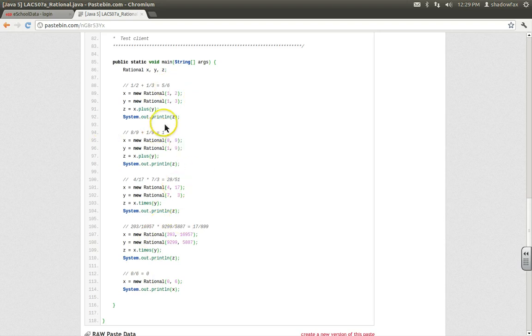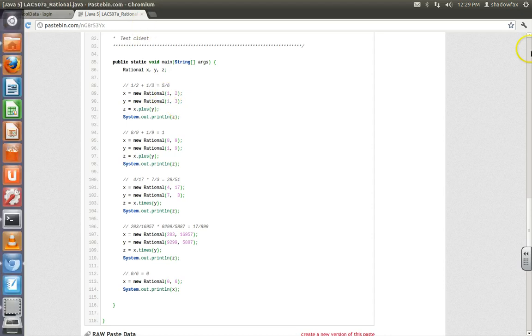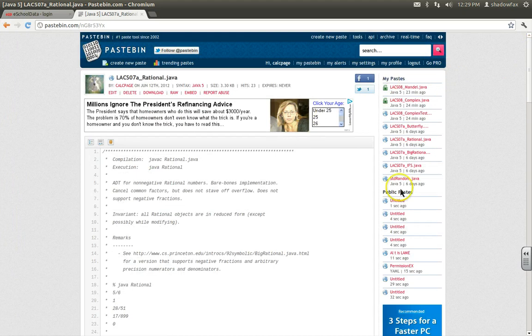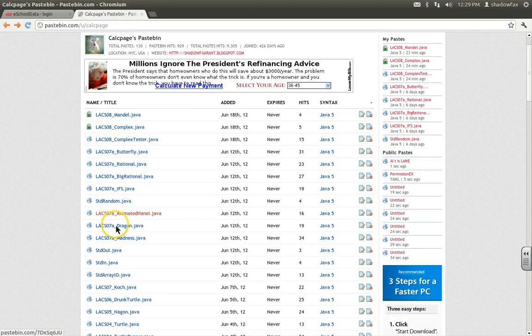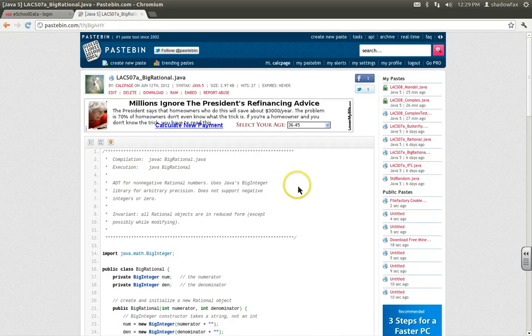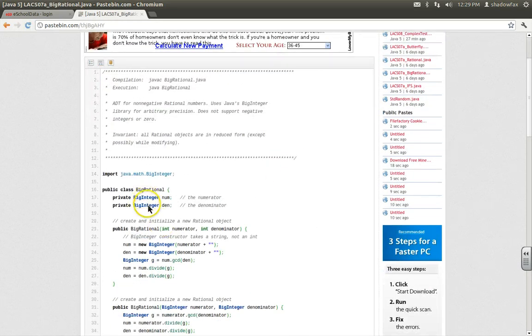Okay, fine. But what if your integers get really, really big? Your integer numerator and integer denominator. Well, then we have the following. I have something called the big rational. In big rational, we use the big integer class, which actually uses a static array of ints to represent enormously long integers as an array of integers, array of digits, in other words.